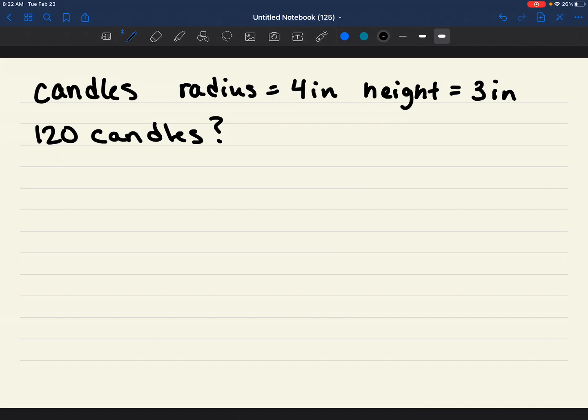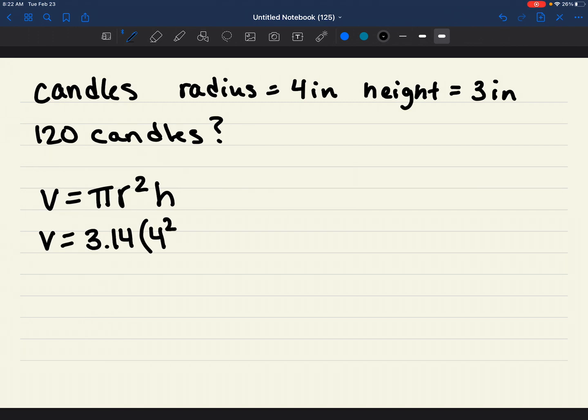Who wants to take this one? Somebody that hasn't gone? Charlie, are you raising your hand? Okay, go for it. So first, always start with your formula. What formula am I using? V equals pi r squared h. Okay, and then go ahead and substitute. What do I substitute for pi? 3.14. What do I substitute for r? 4 squared. And for h? 3. Very good. Go ahead and multiply. Don't round.